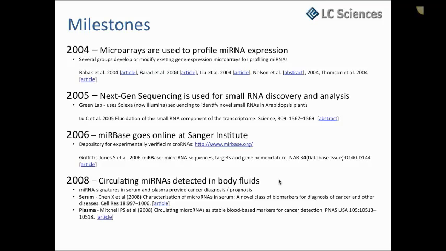Important, of course, is also the technology that accelerates the research. So in 2004, for the first time, microarrays were used to profile microRNA expression. In 2005, next-gen sequencing was used for the first time, using Arabidopsis plants. It was done back then with Solexa, which is now Illumina. And in 2005, the Sanger Institute put the publicly available microRNA database online, and it's nowadays available at mirbase.org.